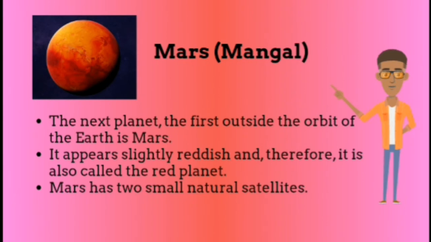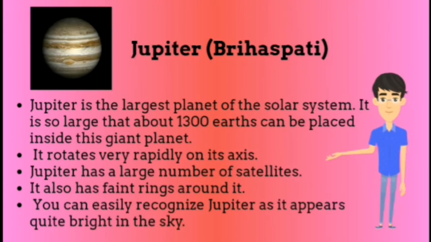Mars, Mangal. The next planet, the first outside the orbit of Earth, is Mars. It appears slightly reddish and therefore it is also called the red planet. Mars has 2 small natural satellites of its own.